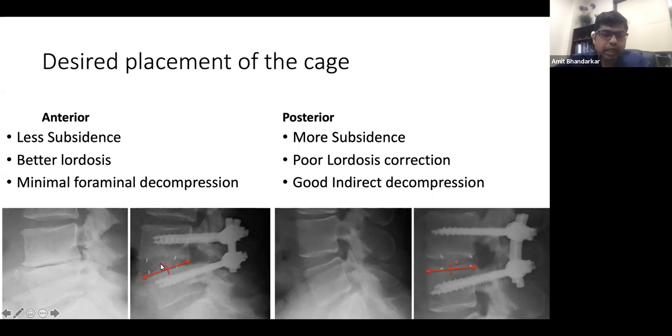If the center of the cage is posterior to the center of the disc base, the patient usually develops a flat back, but it causes more indirect decompression of the foramen. So we have to balance these two things out. Usually we need to find out for a particular patient what is required more. But for lordosis, definitely anterior placement is much more favorable.